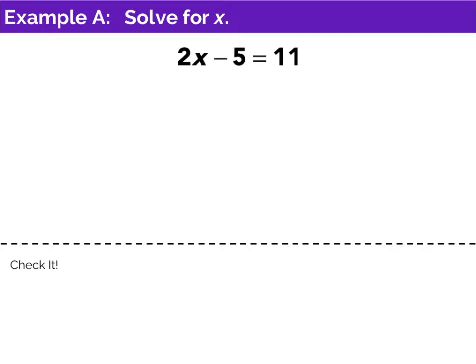So here we are at example A, and it says 2x minus 5 equals 11. So we're going to apply our three steps. Our first step is to draw a wall down from the equal sign, so we're going to do that now. Then we're going to eliminate the constant. So the constant is the number without the variable. In this case, it's negative 5. So we're going to be using our inverse operations. The inverse of minus is plus.